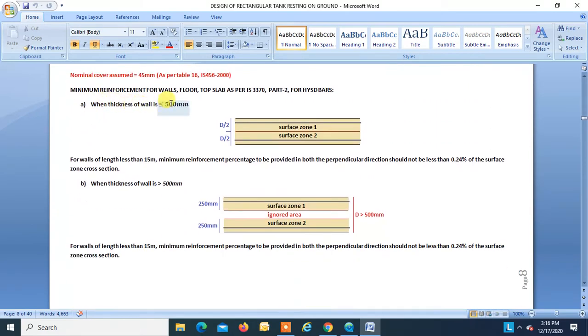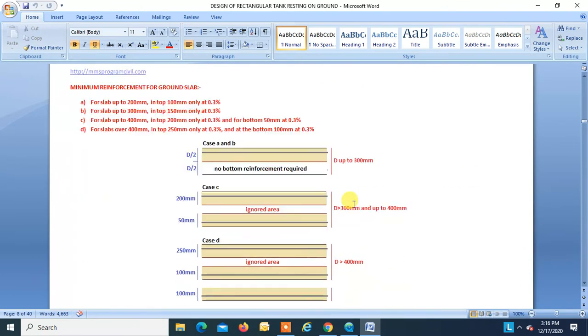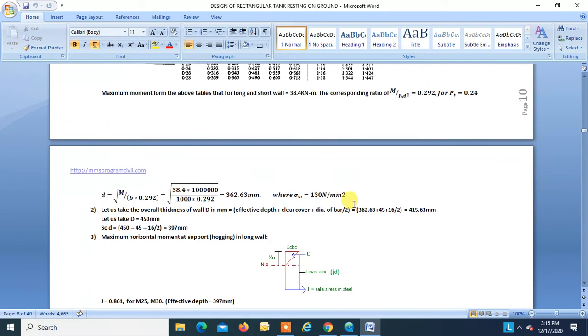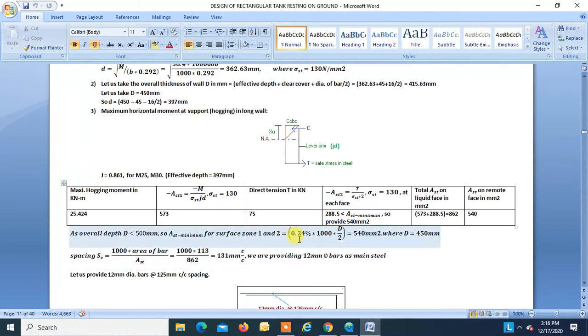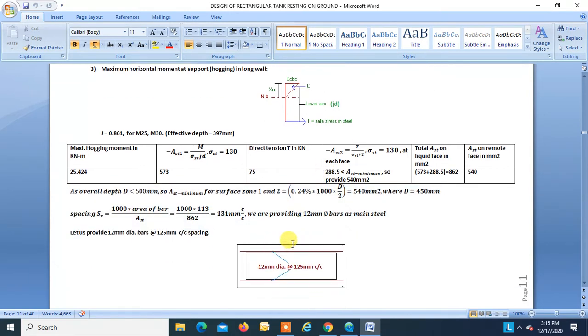So when our wall thickness is less than 500, our minimum steel required is d by 2 into 1 meter into 0.24. So that is what we have taken, 0.24 into 1 meter into d by 2, which is equal to 540 mm². So the minimum steel required over here is 288, but it should not be less than 540 mm². So we have to at least provide 540 mm² over here.